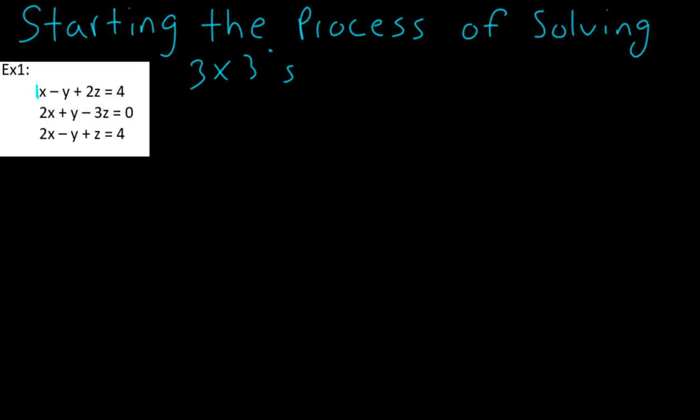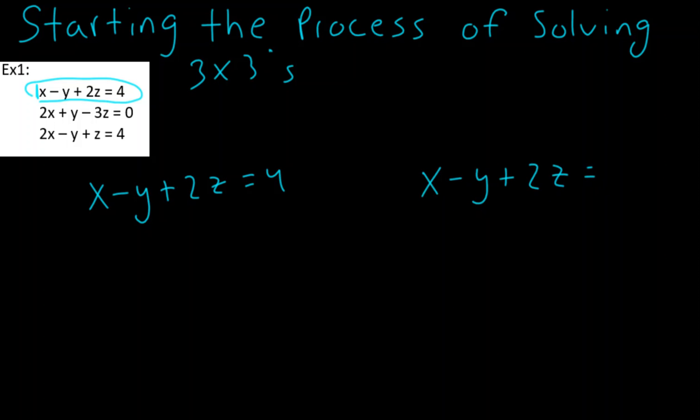And why is 1 so powerful? Well, I can multiply 1 by any number and it just becomes that number. That's very, very easy. So what I'm going to do in order to start solving a 3 by 3 system is I'm going to pick that one equation and I'm going to write it in two columns. So I'll first start by writing x minus y plus 2z is equal to 4. And over here I'll also write x minus y plus 2z is equal to 4.